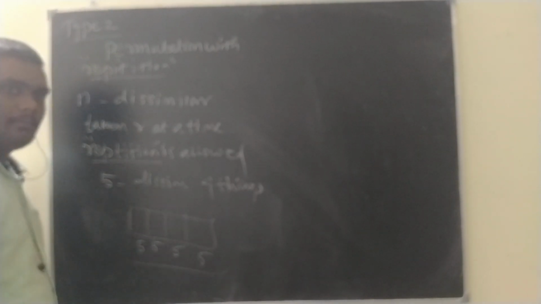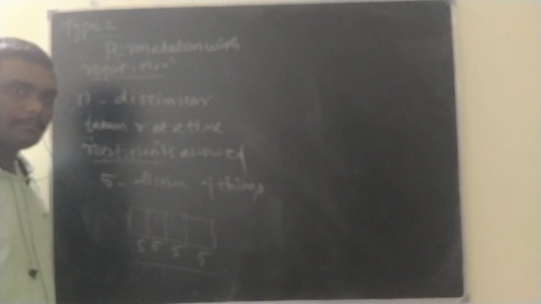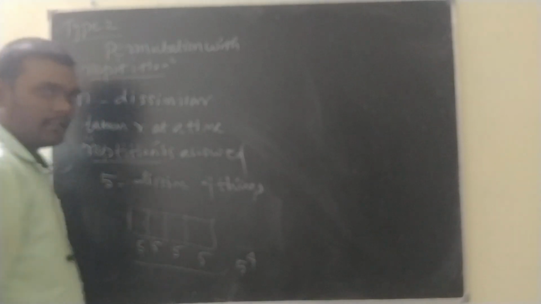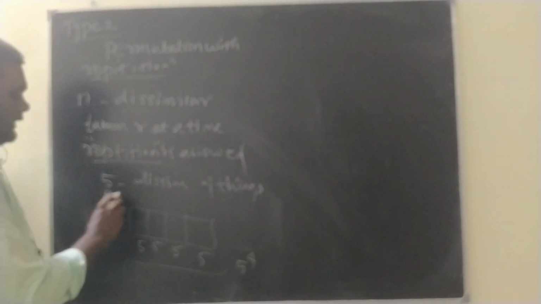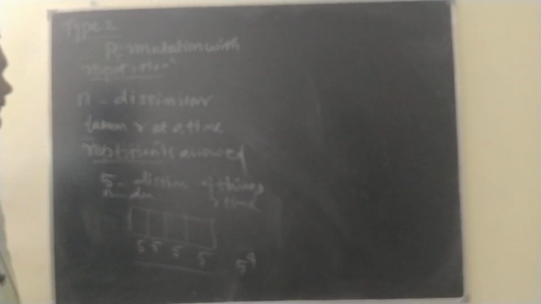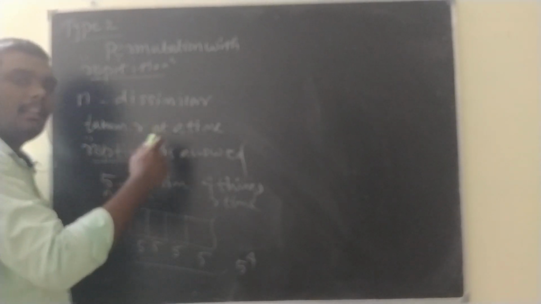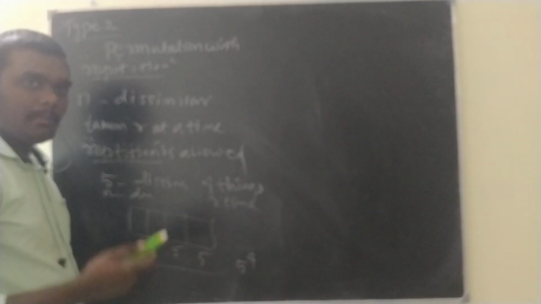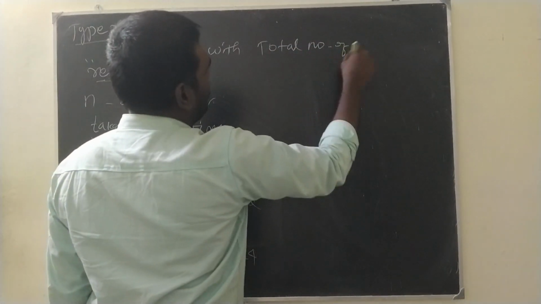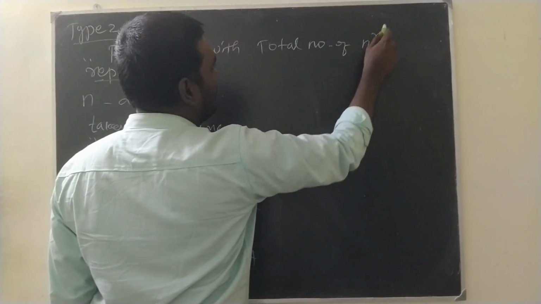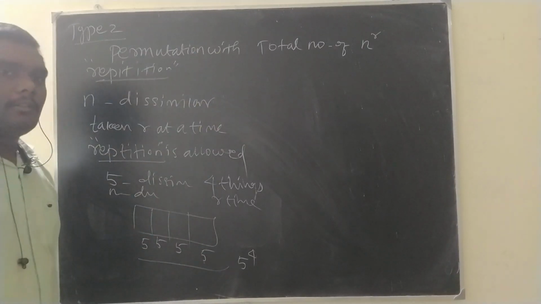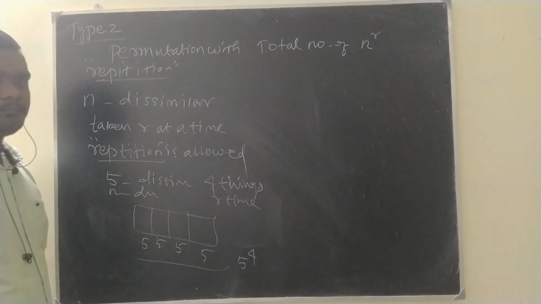So the total number of chances, by the fundamental counting principle, is the product of everything, right? So that is 5 power 4. This 5 is n dissimilar things taken r at a time. Here we took 4 at a time. So the general formula we can say: if n dissimilar things are given, taken r at a time, and repetition is allowed, then the total number of permutations is n power r. See, 5 power 4, that is n power r. Okay, this is the idea.